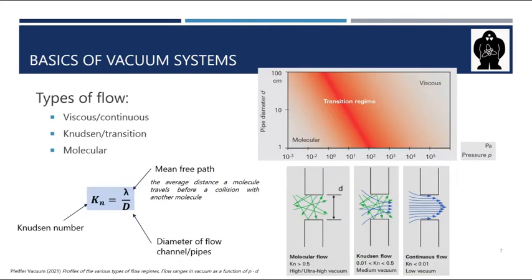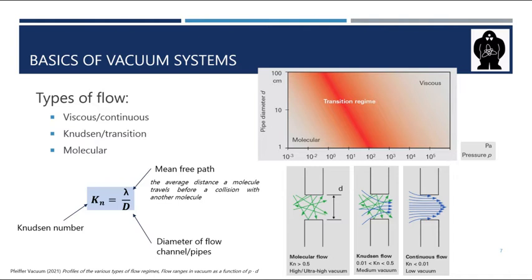To understand vacuum systems, we first need to understand how fluids, in our case gases, behave in closed spaces. There are three main types of flow in such gases: viscous or continuous, transition, and molecular. We differentiate them based on the so-called Knudsen number. You can see the formula on the slide in the blue frame.